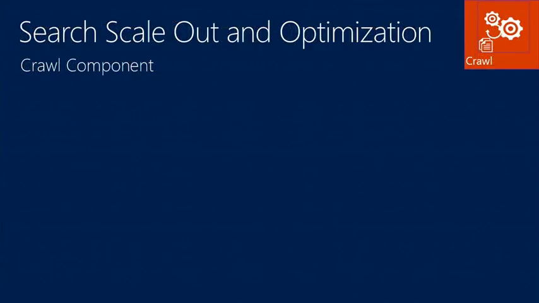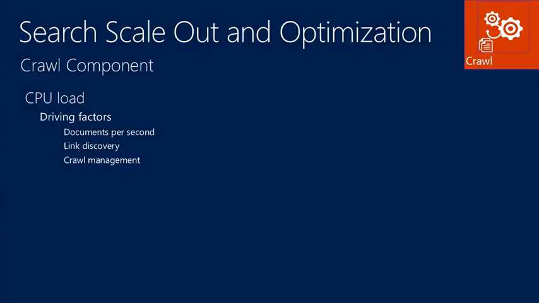Okay, and then from a crawl component perspective, the crawler's doing the heavy work in terms of going out, reaching content, and bringing it back to the search service. So things you need to think about, driving factors: what's my documents per second, what's my link discovery rate? If I'm discovering content and I find a connection to something else, I then need to go and follow that connection and find the next thing. So lots of things are going to happen inside the crawl component.